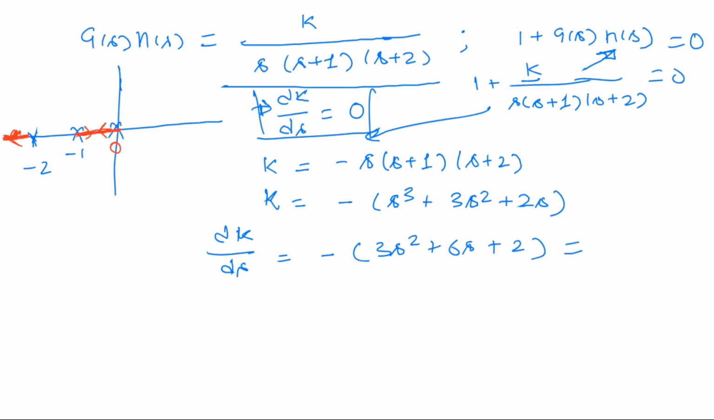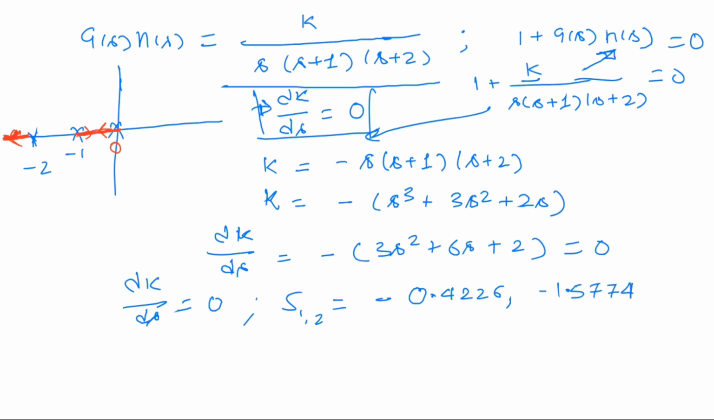Now let's find out the roots of this equation. The equation dK/ds = 0 gives us the two roots: s = -0.4226 and s = -1.574. So it gives us two roots.